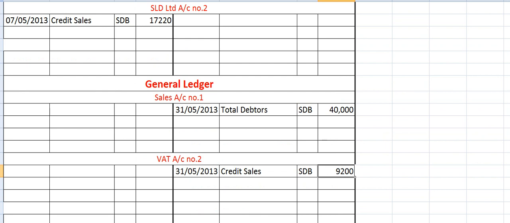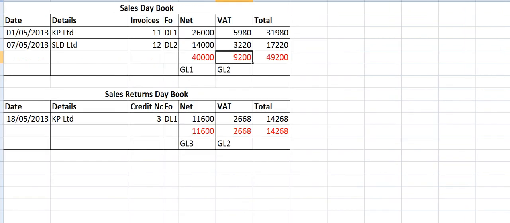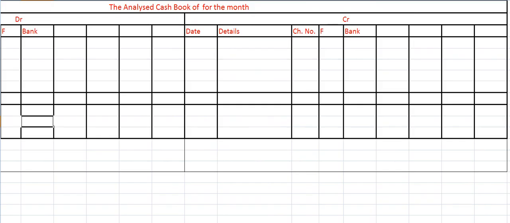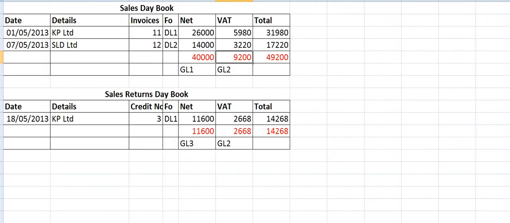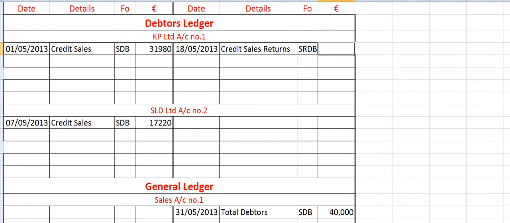Okay, the last figure that I have to post is the sales returns. The sales returns was to KP Limited. Well, fairly logically, if sales is on the debit side, it's making the asset bigger. Sales returns makes the asset smaller, and it's going to go on the credit side, and that's what our Earl rule says. So 18th of the 5th, 2013, credit sales returns, coming from the sales returns daybook, and the total, including the VAT, is 14,268.